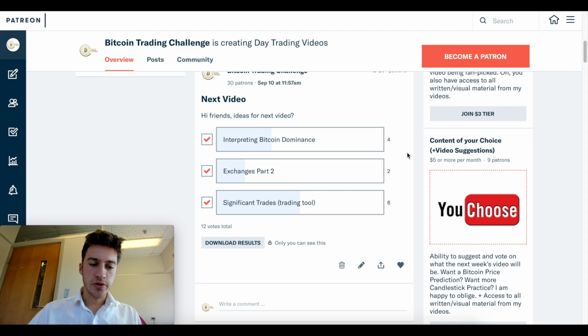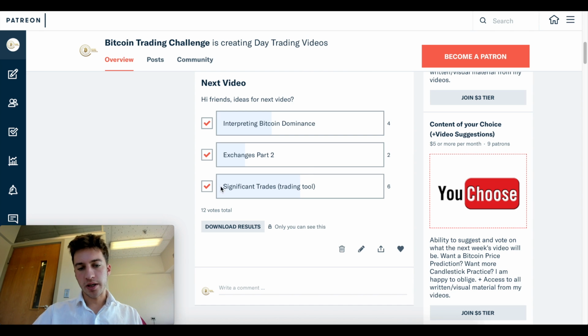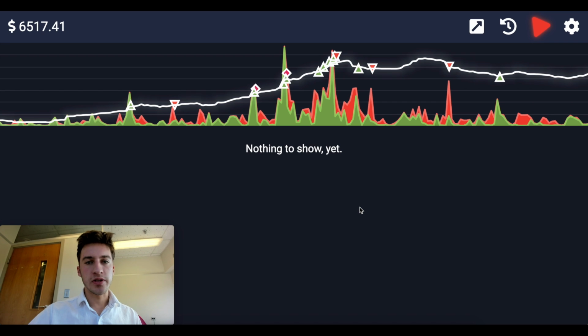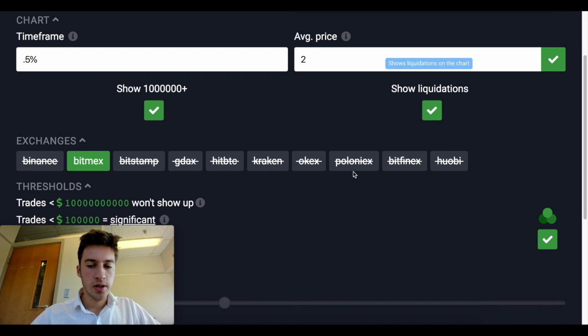Today's video is going to be on significant trades, the trading tool. This is a tool that displays market buy and market sell data across 10 major exchanges that you can select, as you can see here.